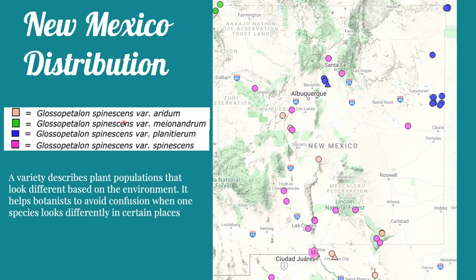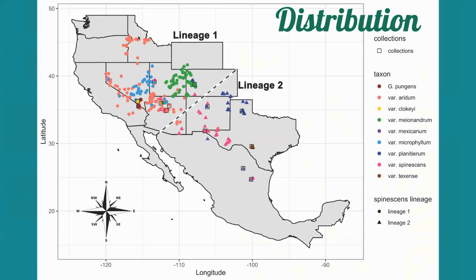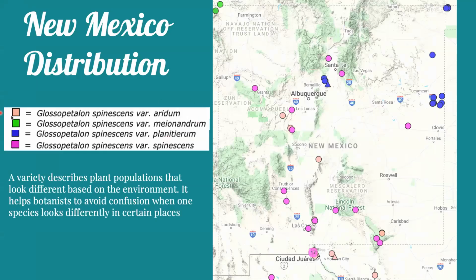So aridum, I kind of colored them the same. Aridum is, wow, really throughout the species range. So that's going to be that variety. You can find that here. Meionandrum, that's kind of up in this corner. And then planitarum, that's our purple dots, and then spinescens.